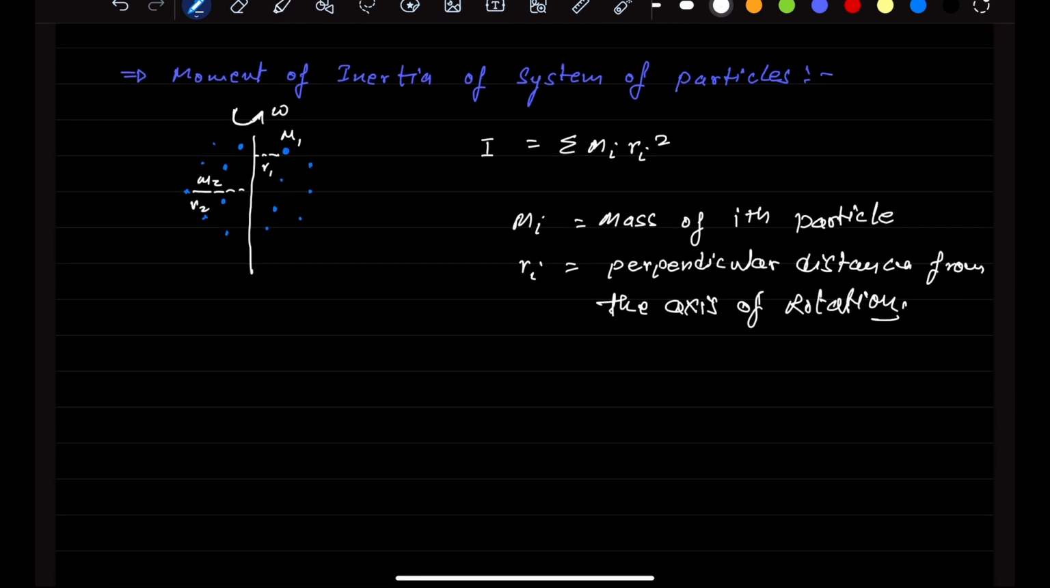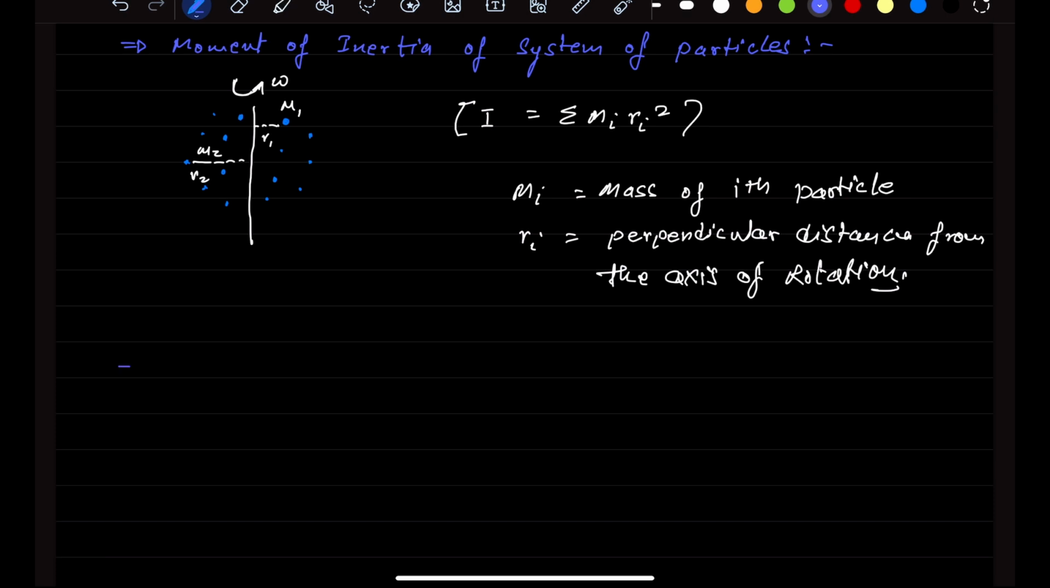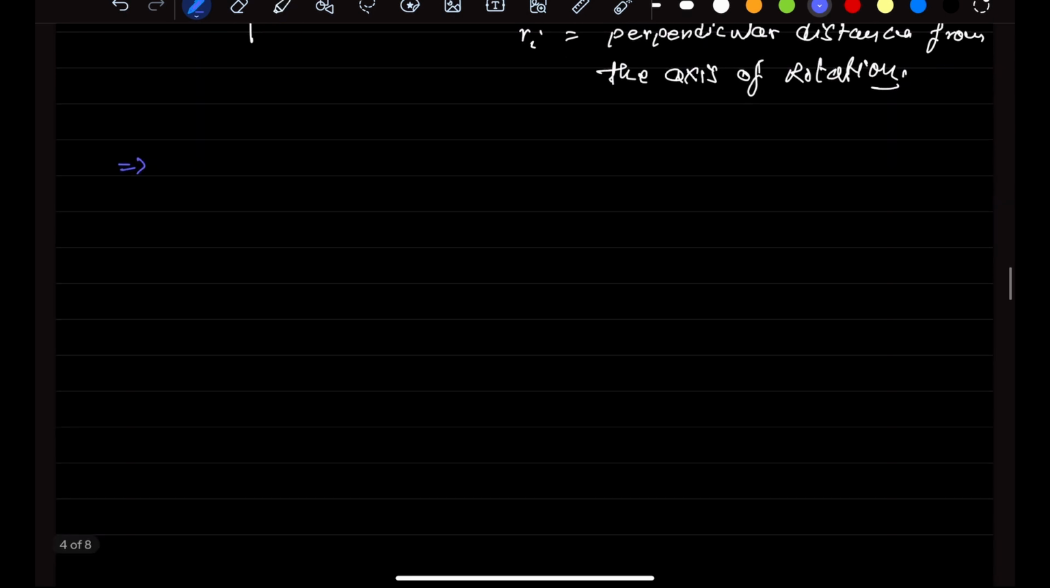Now in this chapter we are going to deal with rigid bodies. So somewhere we need to take the rigid body, which is a continuous mass distribution. So we need to define the formula for the continuous mass distribution. So we are going to apply this formula for the continuous mass distribution. Let's see how we are going to do that. So next, moment of inertia of continuous bodies.